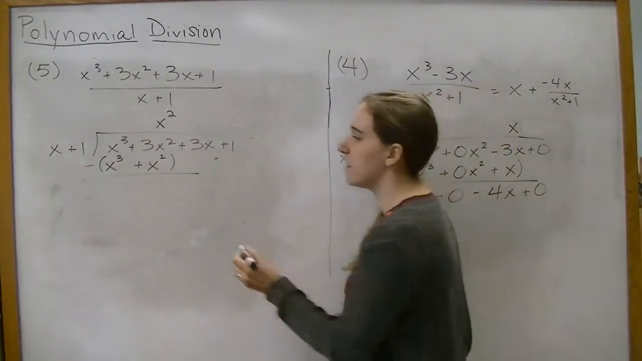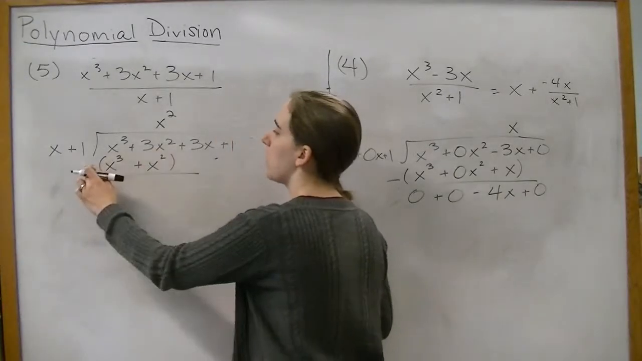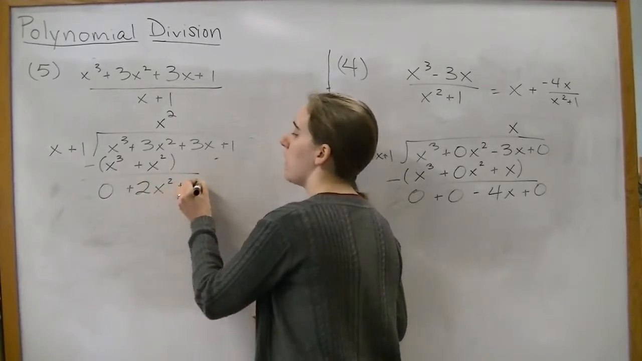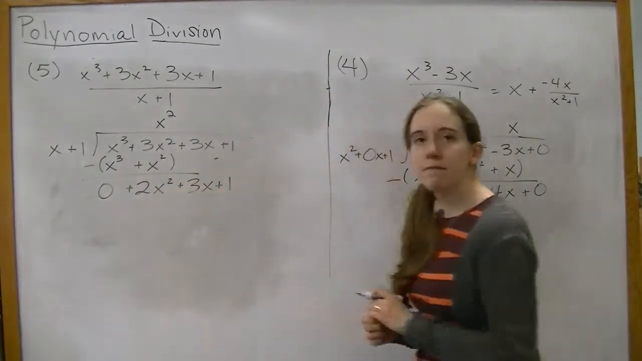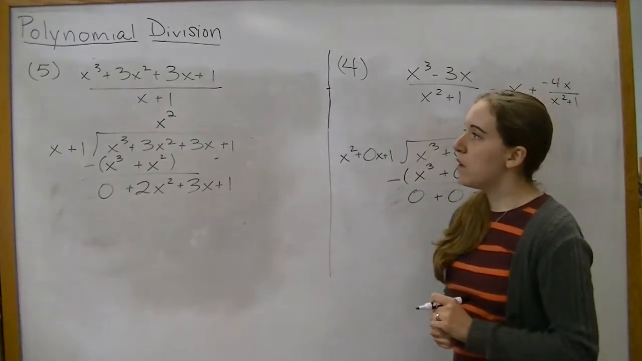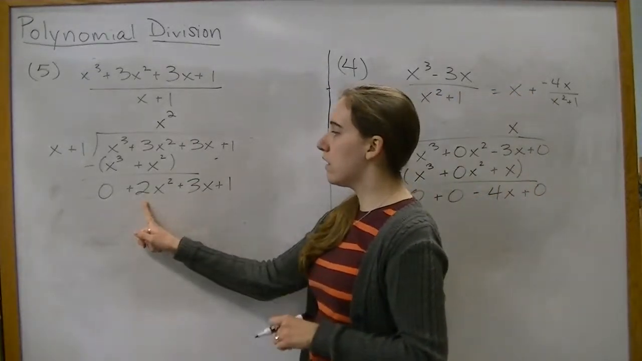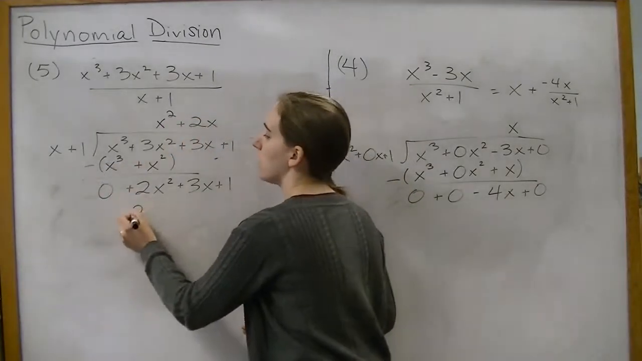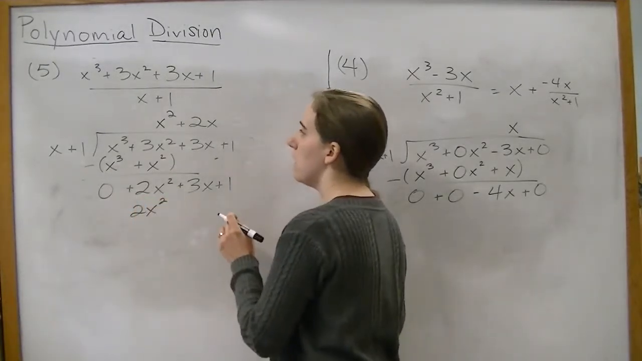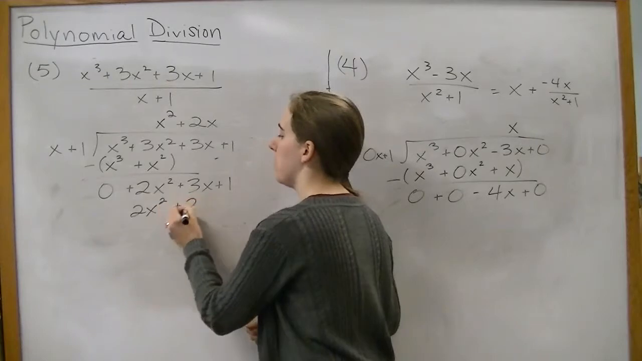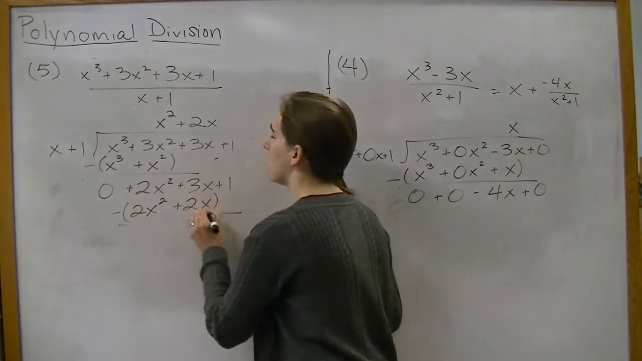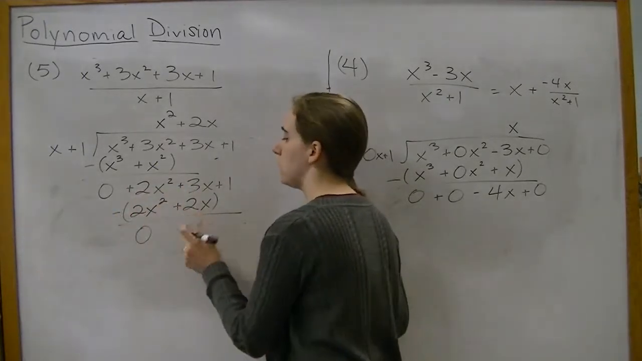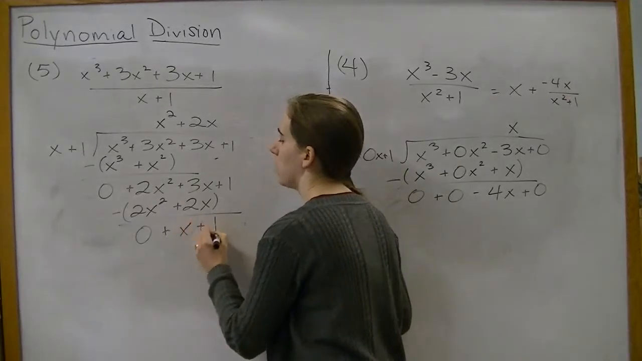So x cubed minus x cubed cancel. I have 3x squared minus x squared, so I end up with plus 2x squared, and then I can bring down my plus 3x plus 1. Now, in order to cancel this 2x squared, I need to multiply x by 2x. So 2x times x gives me 2x squared. 2x times 1 gives me 2x. So when I subtract this away, the 2x squareds cancel. Then I have 3x minus 2x. So that's just x. I can bring down my plus 1.